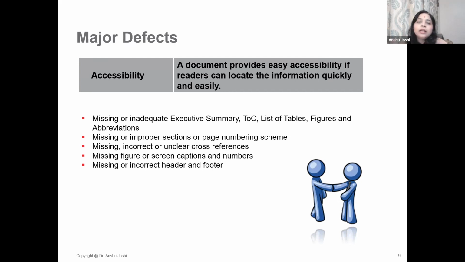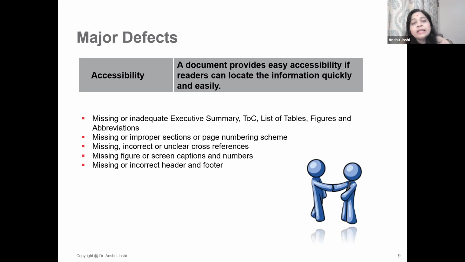Then it could be about missing or improper section or page numbering. It's a small thing, but a lot of times people forget to insert page numbering in their proposal document, and that can confuse the readers. Suppose a printout is taken and studied by the reader, then the sections could get jumbled up. In that case also, the accessibility of the proposal document gets impacted.